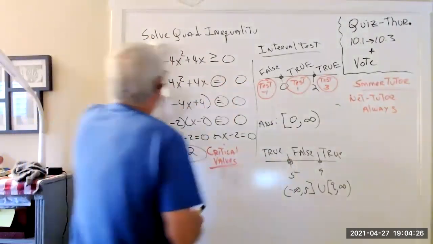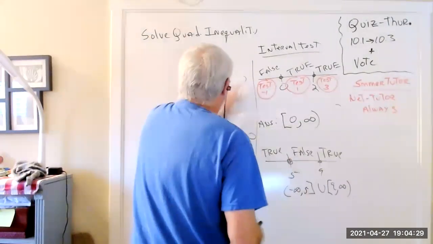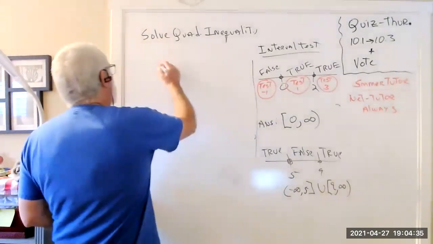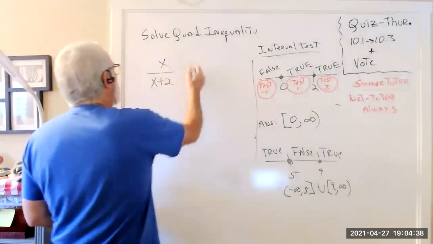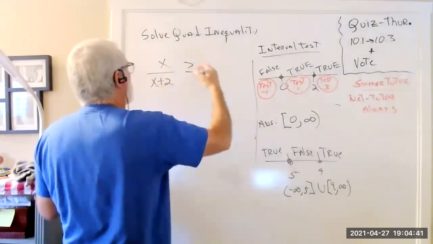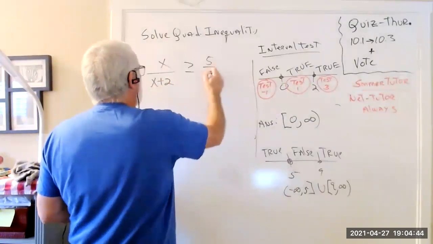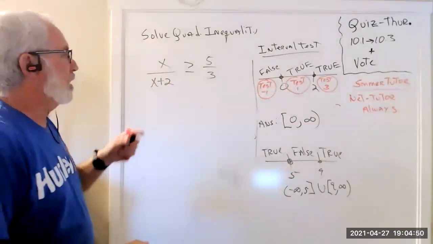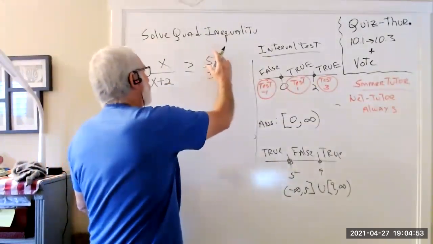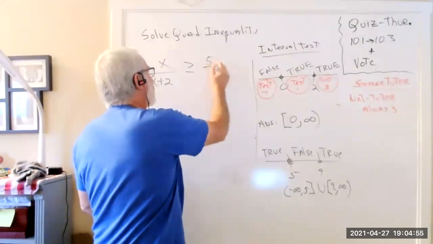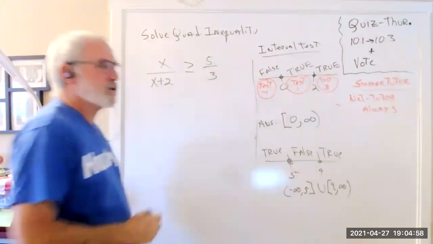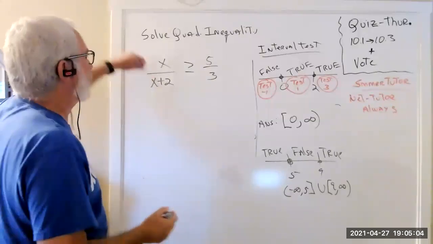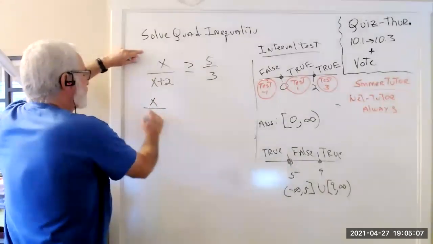Okay, Vince's question. What he is asking is, suppose I give you a fraction like x over x plus 2 is greater than or equal to, I don't know, 5/3 or something like that. Let's make it 5/3. Do you want me to just walk down to the critical values? Because this is what your question is. Yeah, that's cool. Okay, so again, we'll treat it as x over x plus 2.